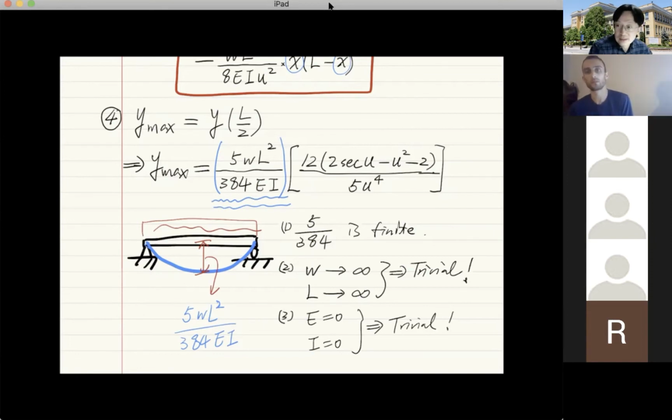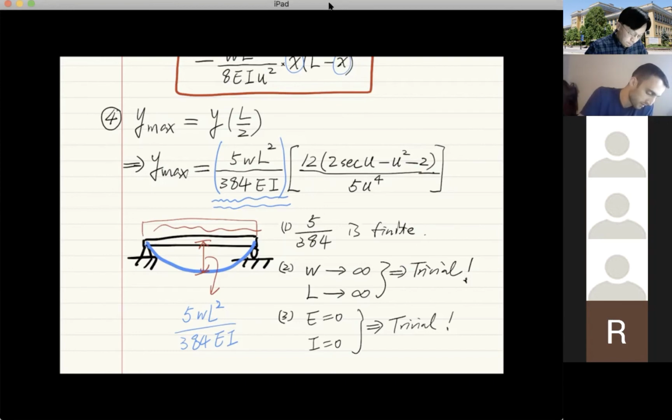Correct? Right? What's the case when E is 0? There's no material. What's the case when I is 0? There's no material. There's no cross-section. When E is 0, that's the material's property. That means there's no material. I is about the geometry. So when I is 0, that means there's no cross-section. So these two mean different things.